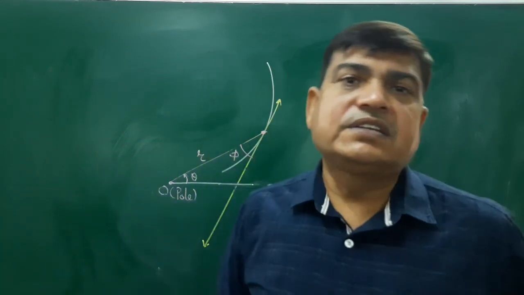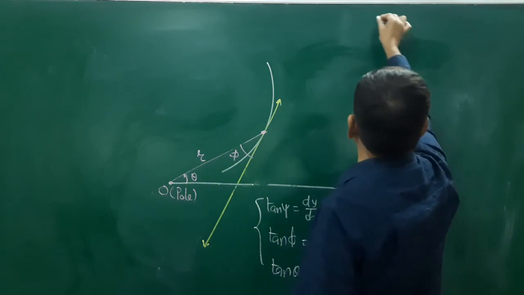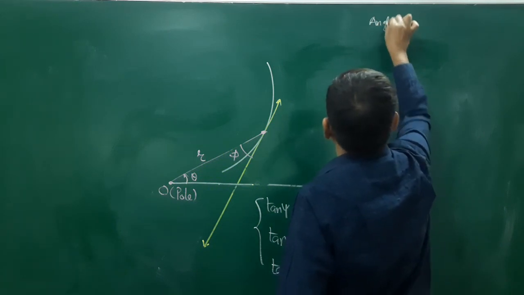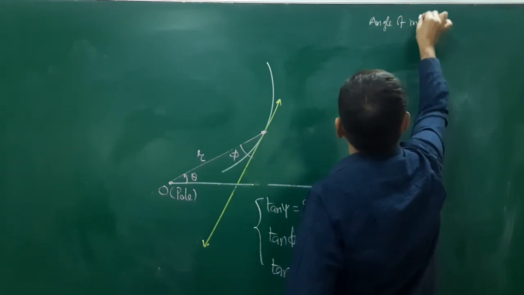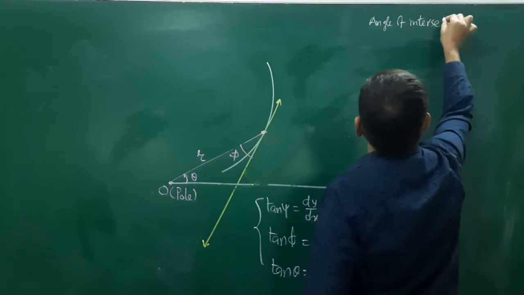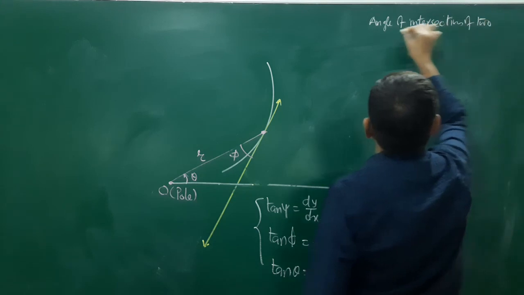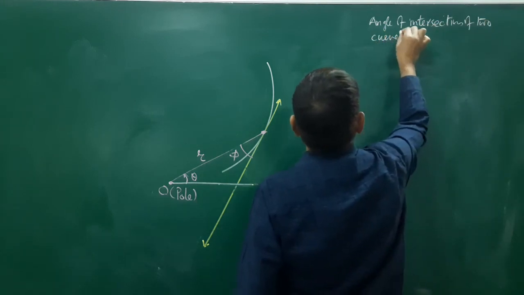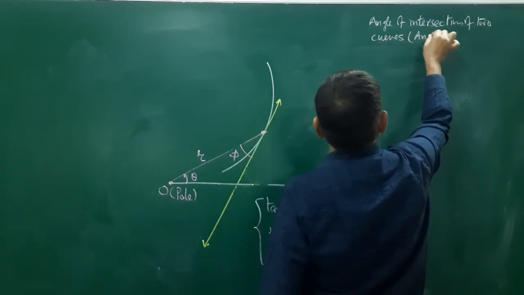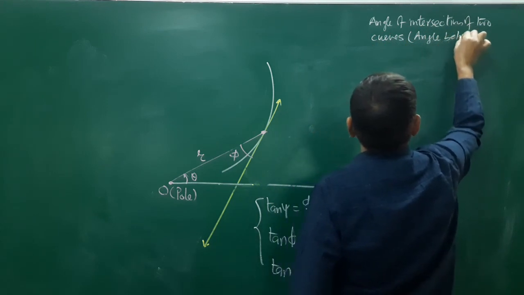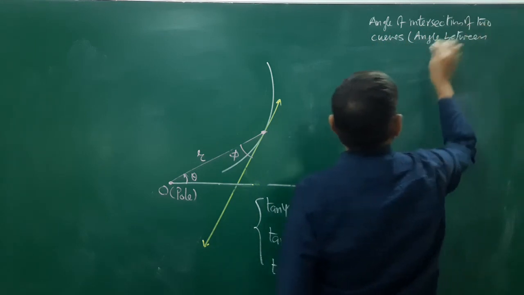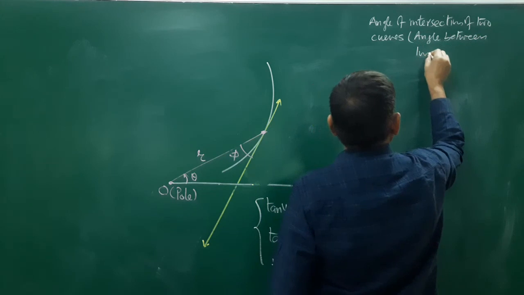Angle of intersection of two curves. Angle of intersection of two curves, or I say angle between two curves.